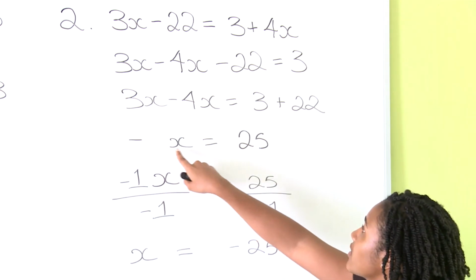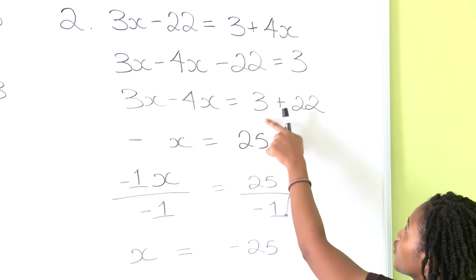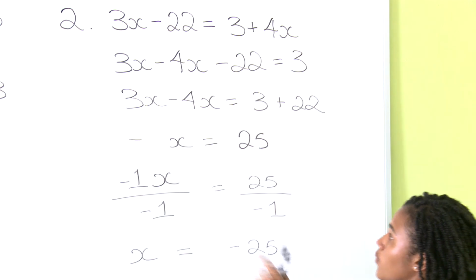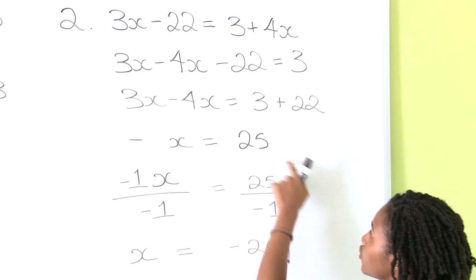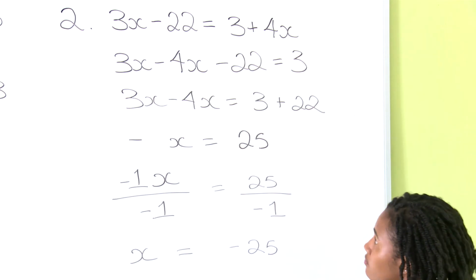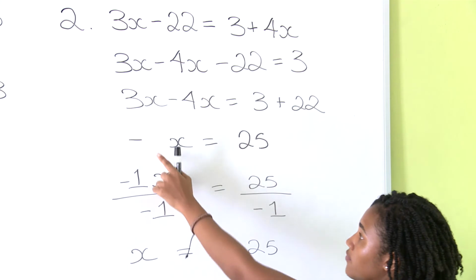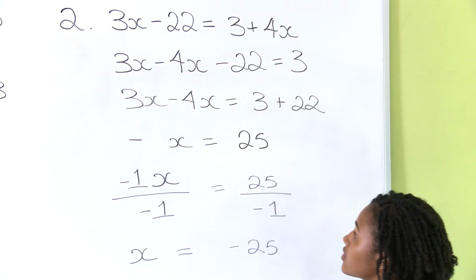So you would see negative x is equal to 25. We got 25 from 3 plus 22. So we have negative x is equal to 25. But that doesn't solve our problem. We want to get x by itself, and we have this negative in front of this x.